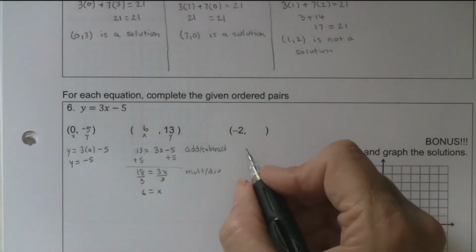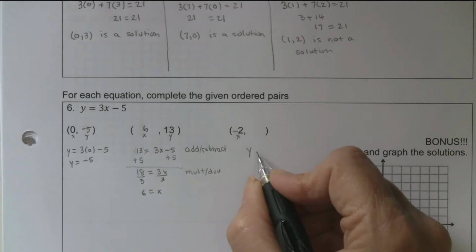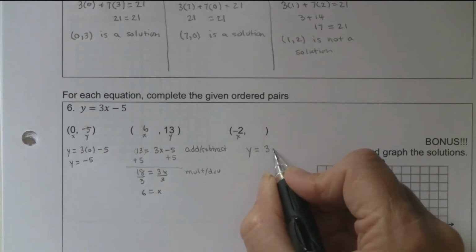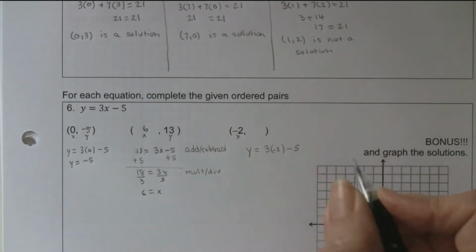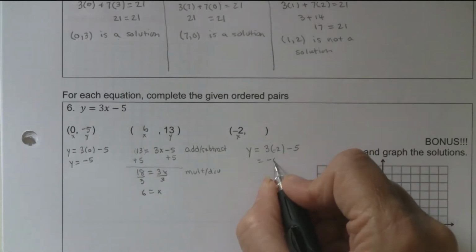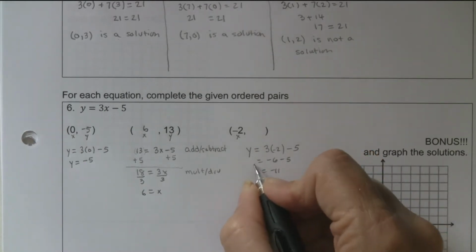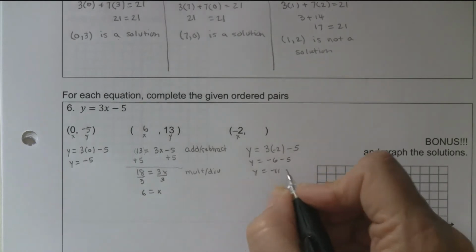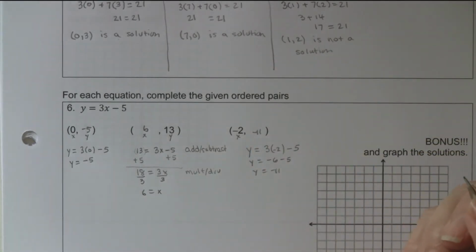So here they're saying y, this is x, right? Y equals 3 times x minus 5. So I'm going to put in -2 for x. And then you notice all I have to do is the arithmetic. -6 minus 5 is -11. That's what y is equal to, -11. Okay, so we did a lovely job on that.